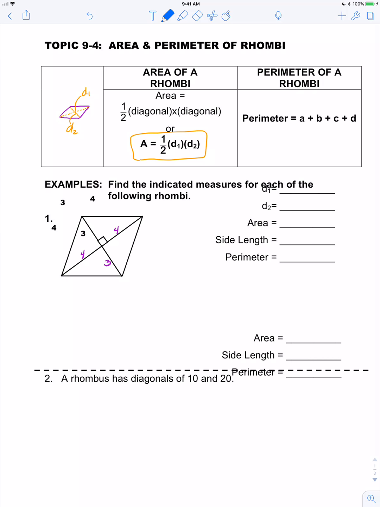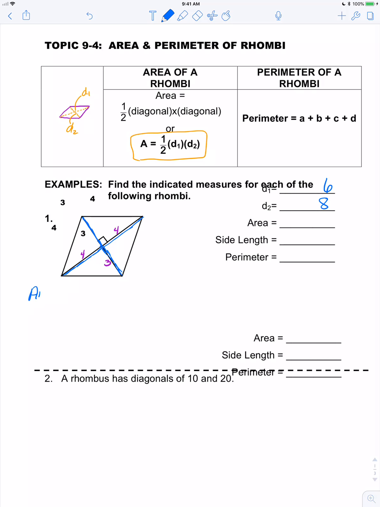Okay, so diagonal 1 can be this one. So we see that it's 3 from here to here, and then 3 from here to here. So we add that together, that makes 6. The diagonal 2 is our other diagonal, which we see is 4 plus 4, so that is 8.